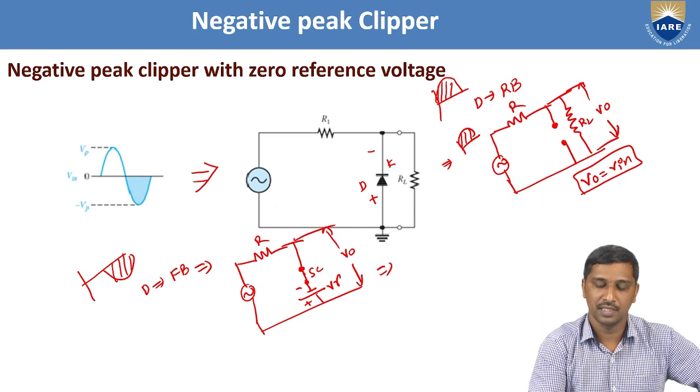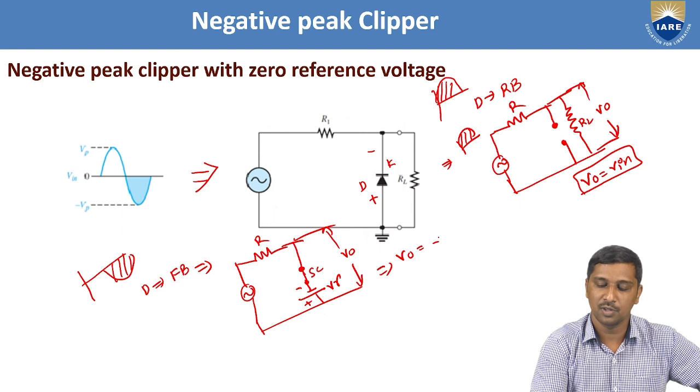But here I drew it in a different way. Negative is connected to the upside and positive is connected to ground. Why? Because the anode is connected to the ground node and the cathode is connected to this output node here. Hence, I drew it like this. So from this, what is the output voltage? This output voltage is directly proportional to this one. Hence, V0 is equal to minus V gamma here.